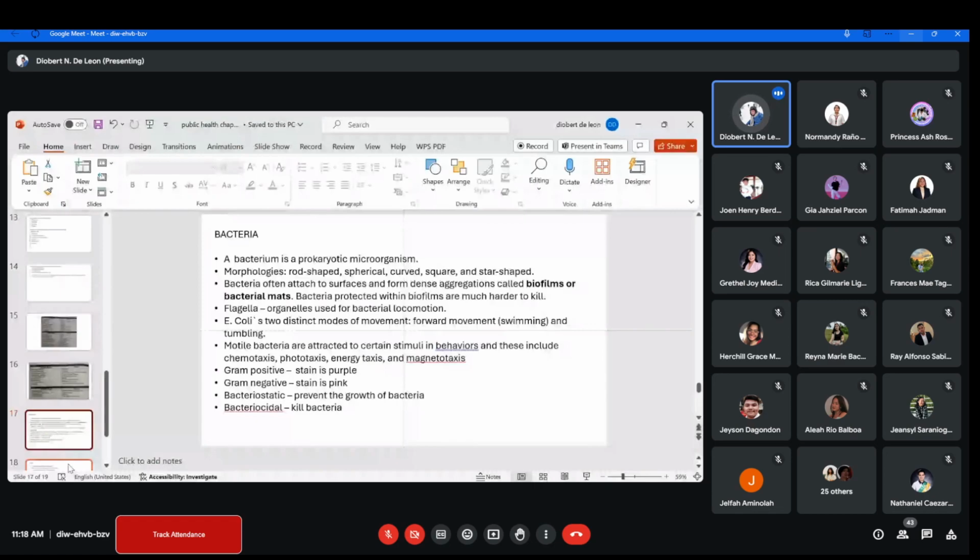Motile bacteria are attracted to certain stimuli and behaviors, and these are called chemotaxis. So these are bacteria that go in one direction, guys, no? Because they are attracted to chemicals, like for example. Then we have phototaxis, energy taxis, and magnetotaxis, no? These are the different behaviors.